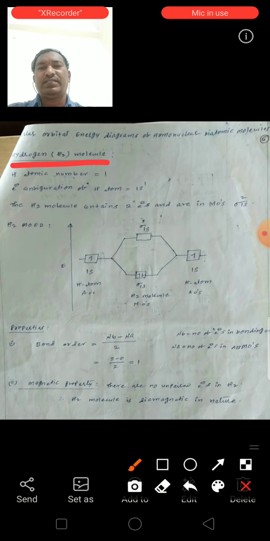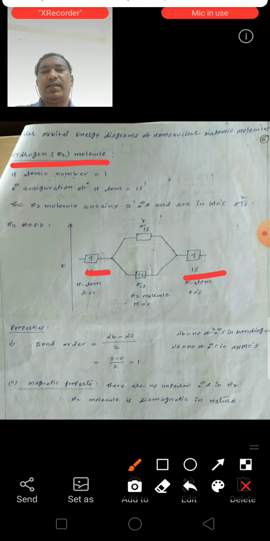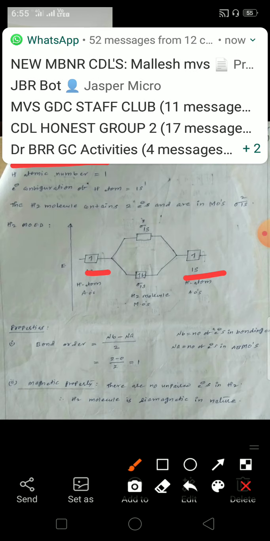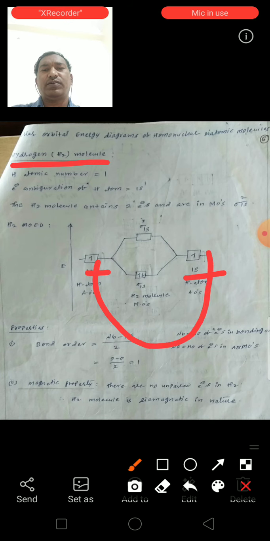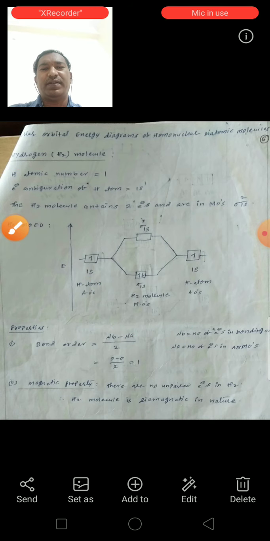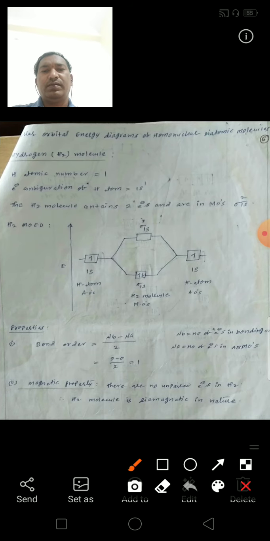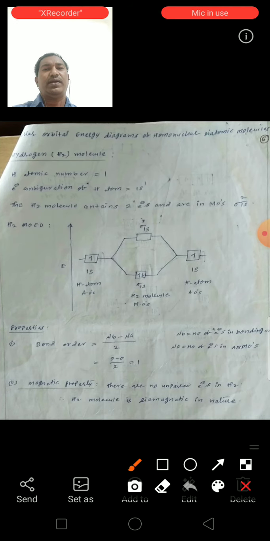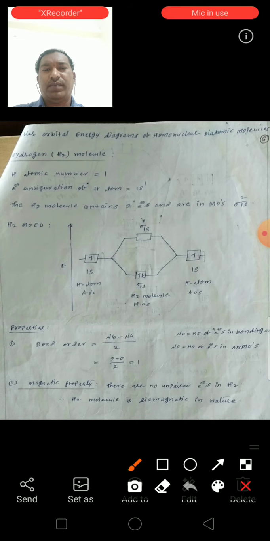See, this is the 1s atomic orbital of one hydrogen atom, and this is the 1s atomic orbital of the other hydrogen atom on the right side. These atomic orbitals combine to form 2 molecular orbitals. These middle orbitals are the molecular orbitals. One molecular orbital has lower energy than the atomic orbital.